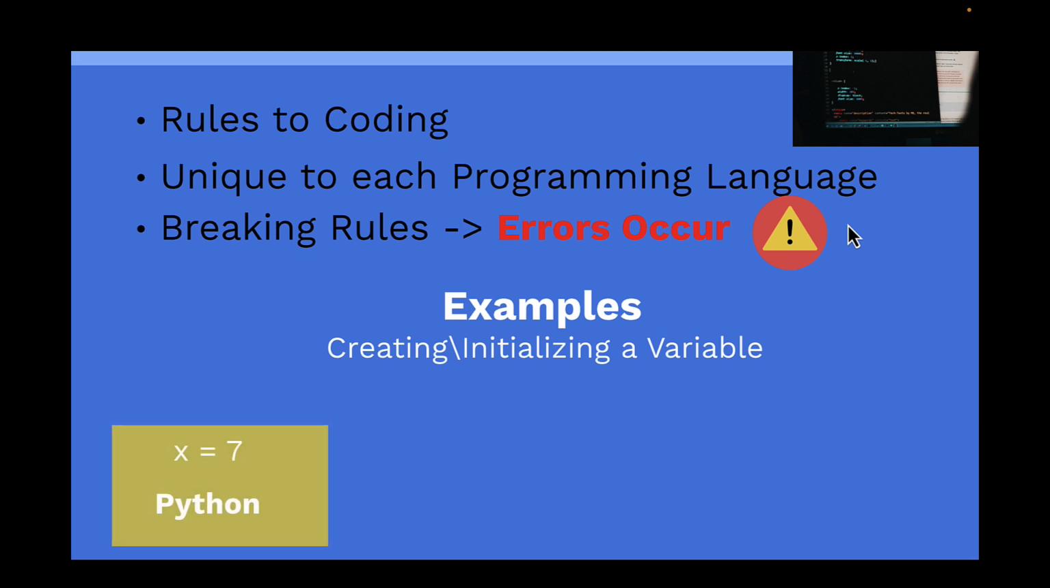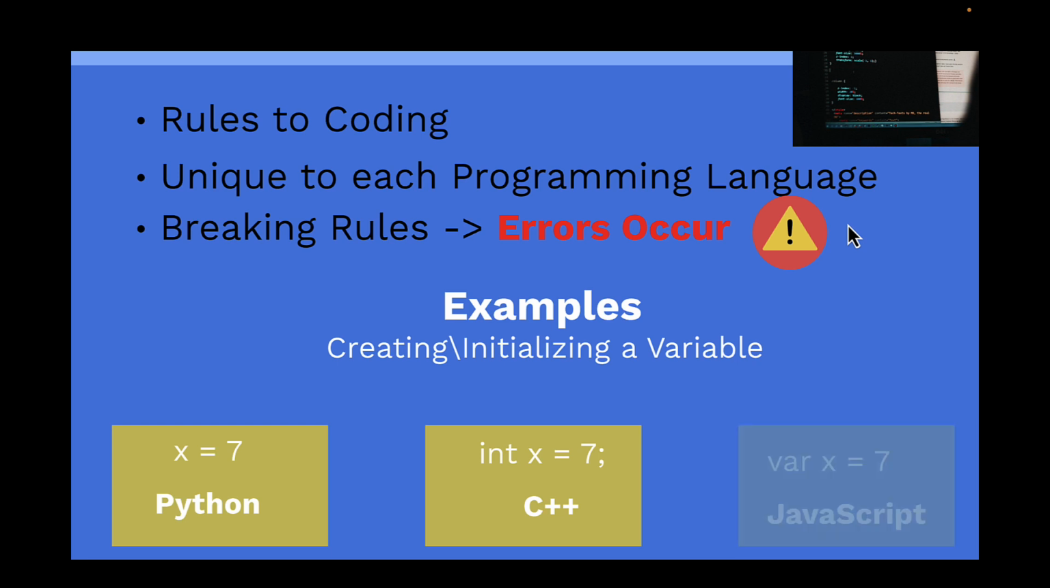So for example, in Python, we have x equals 7. So we're assigning a variable of x and giving it a value of 7. Simple and straightforward. In C++, slightly different. We're prefixing it with the word int. We're identifying that the variable x is an integer. And then you notice that at the end we have a semicolon. And here we have JavaScript, and the thing that we need to do is prefix it with the word var so the system knows that it's a variable that we are identifying.